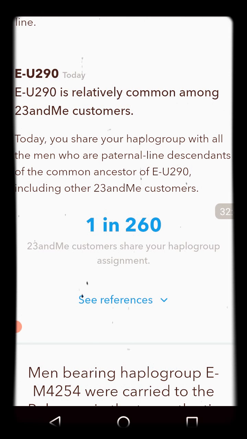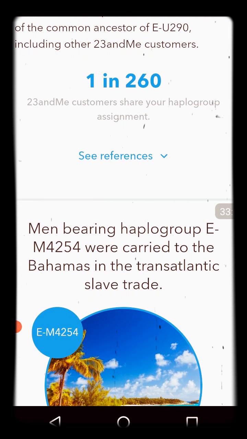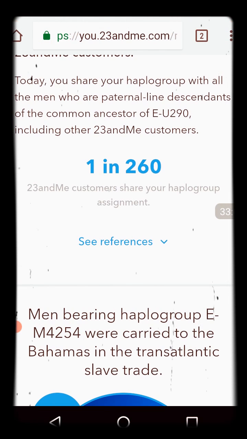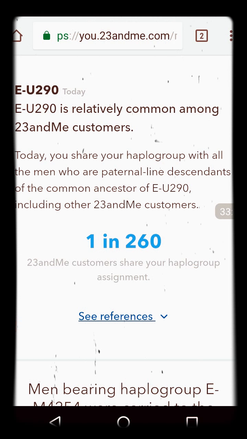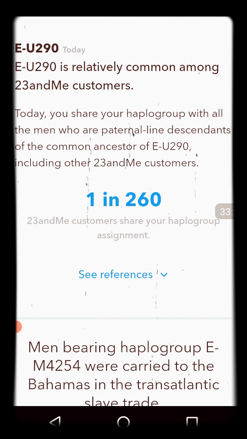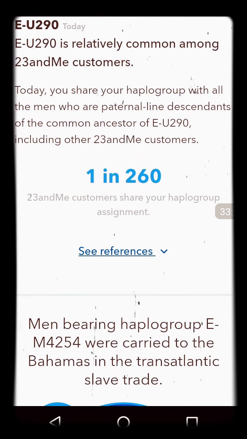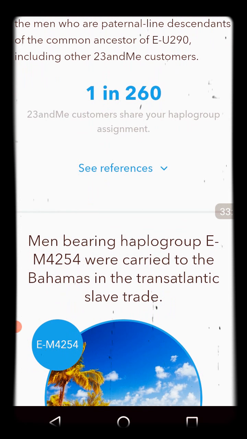So among those other 23andMe customers that they have, it boils down to a very rare 1 in 260 people that have this. And again, how many 23andMe customers there are out there will show you the truth about that figure right there. But that will indicate to you how rare it is, because it's its own haplotype, its own haplogroup.